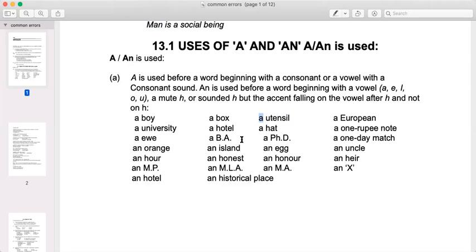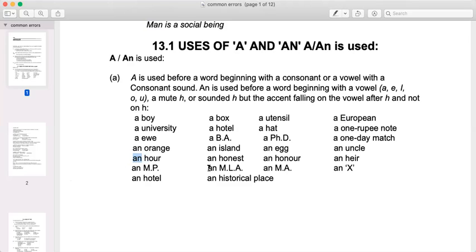Here are some examples of uses of a and an. A boy, a box, a European, again starting with a vowel, producing a consonant sound. A university, a hotel, a hat, a 1 rupee note, a U, a BA, a PhD, a one-day match, an orange, an island, an egg, an uncle, an R. Now here it is starting with a consonant, but the sound produced is a vowel sound. So it is followed by the article an.